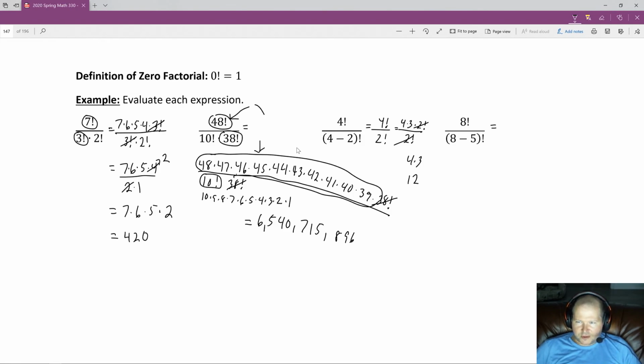Next one is 8 factorial over 8 minus 5 factorial. So 8 factorial is going to be expanded. Now, 8 minus 5 is 3, so we end up with a 3 factorial on the bottom. So we're going to stop expanding 8 factorial when we get to 3 factorial. So that's 8 times 7 times 6 times 5 times 4 times 3 factorial. And the factorials cancel out, leaving you 8 times 7 times 6 times 5 times 4. So this should be 6720.